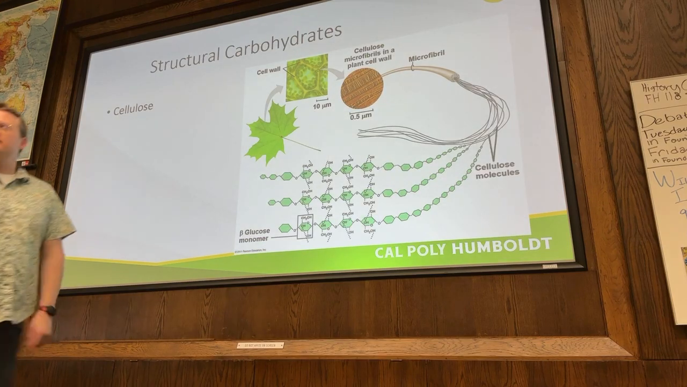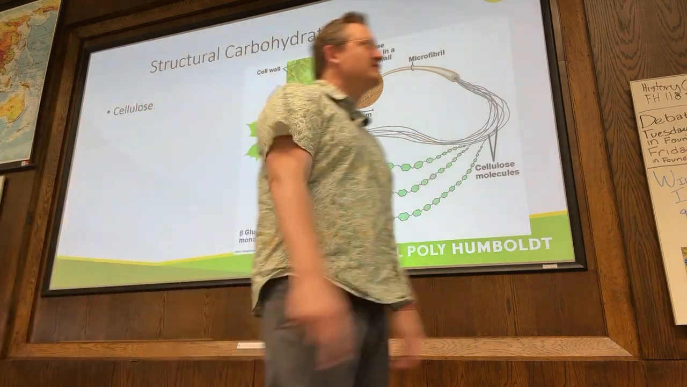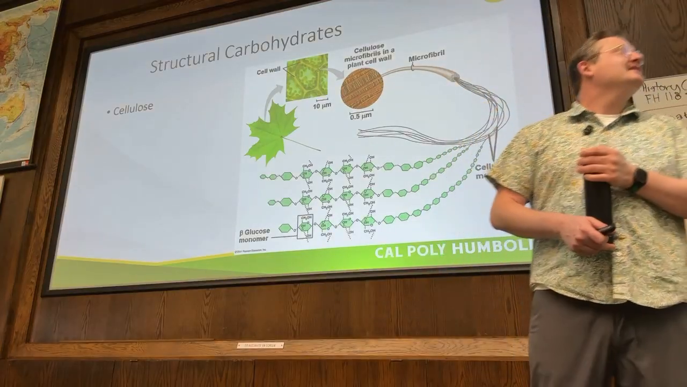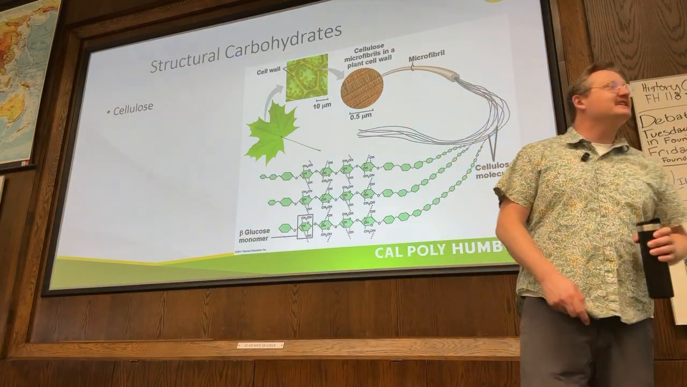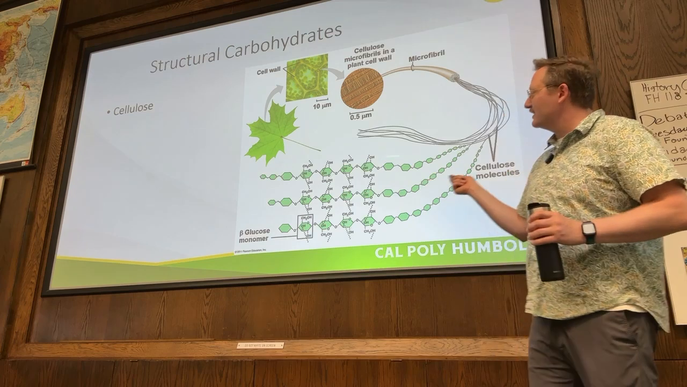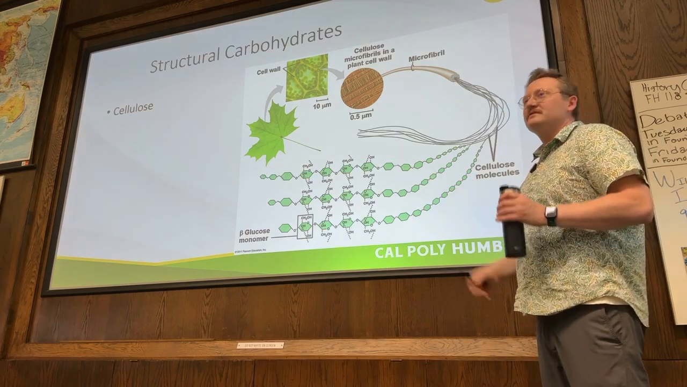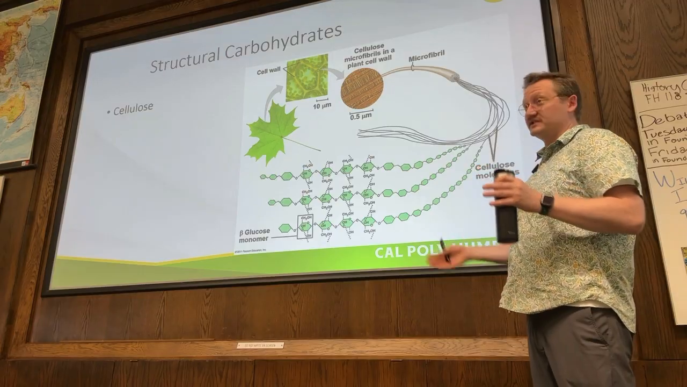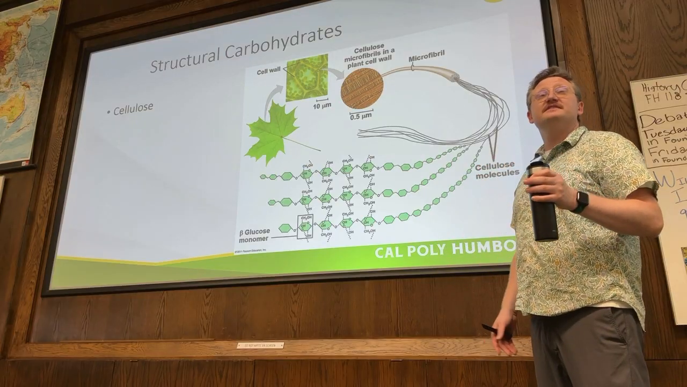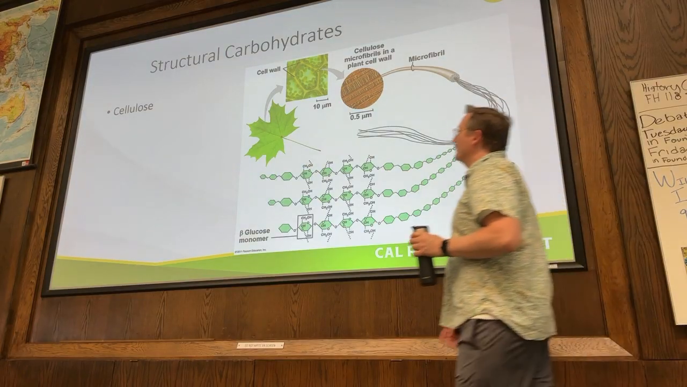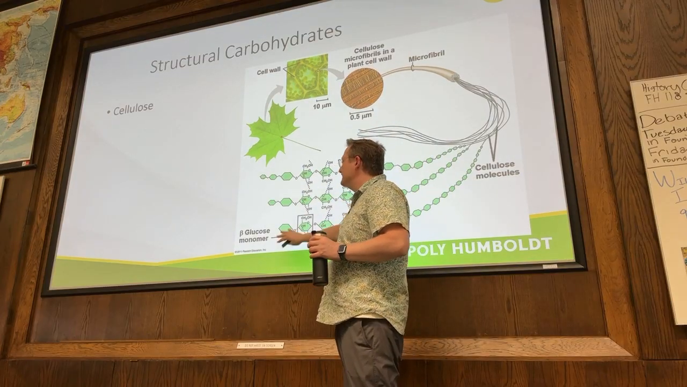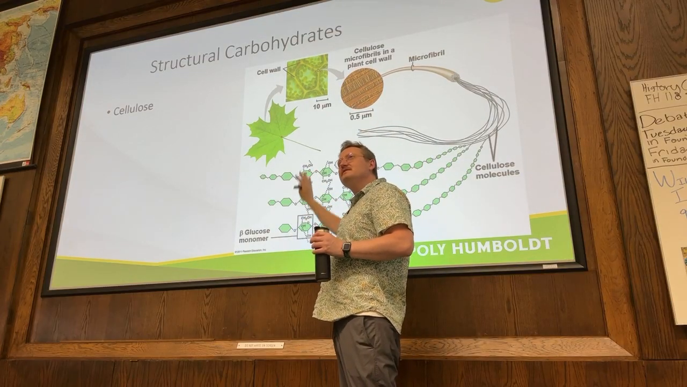Cool. Structural carbohydrates. Main structural carbohydrate is cellulose, the main one that we're going to talk about. It's incredibly important. Look at this. You get all these long chains of glucose. All right. So amylose, right, in starch is also long chains of glucose, but they are different forms of glucose. They are different isomers of glucose.